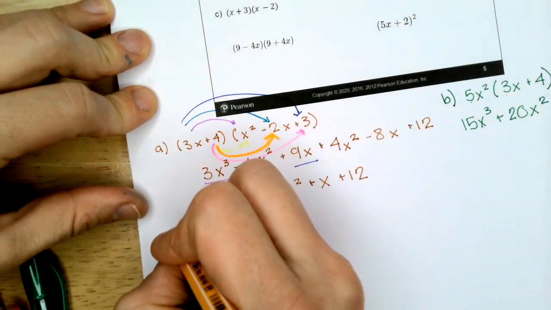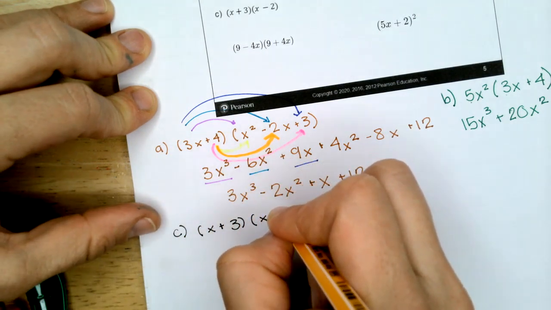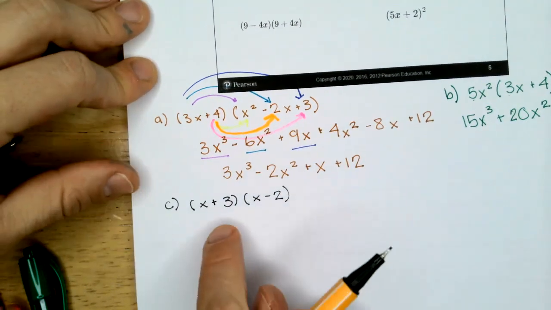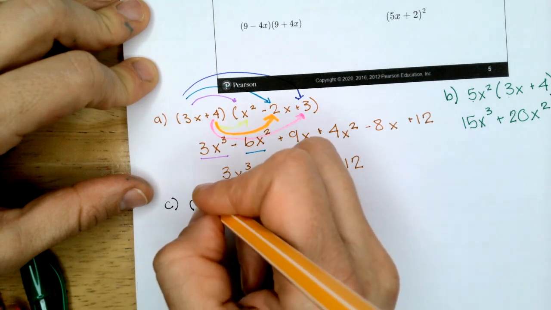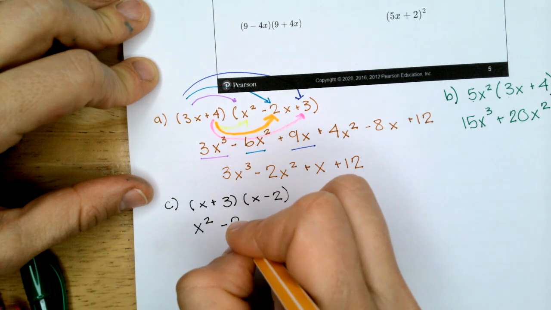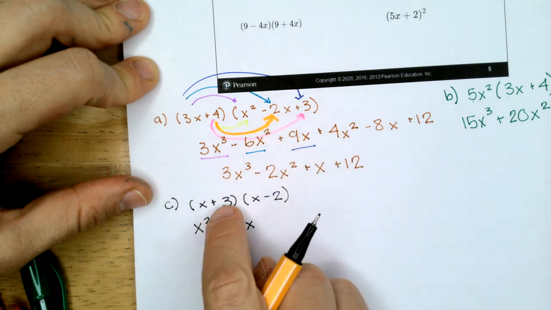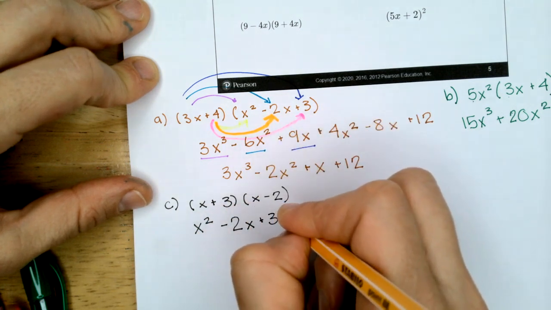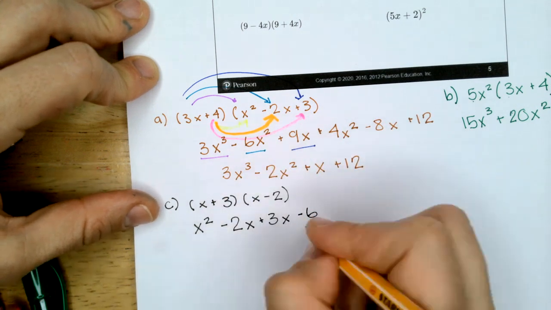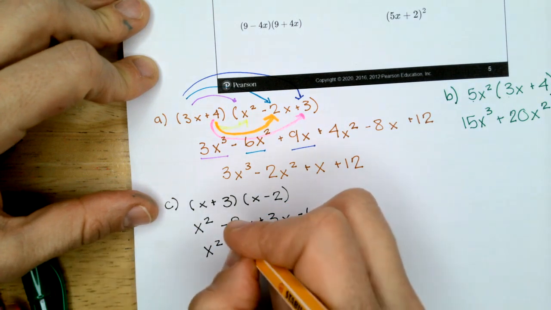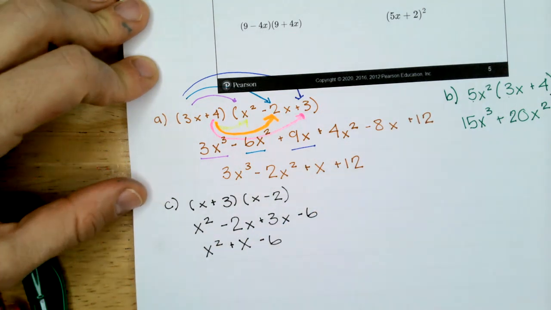Okay, C. C, we have x plus 3 times x minus 2. So this is what we call foiling. F stands for first. X times x is x squared. O stands for outside. X times negative 2 is negative 2x. I in FOIL stands for inside. Inside is 3 times x, 3x. Last is L for FOIL. 3 times a negative 2 is a negative 6. Make sure you can't simplify. X squared. Negative 2x plus 3x is just a positive x minus 6.